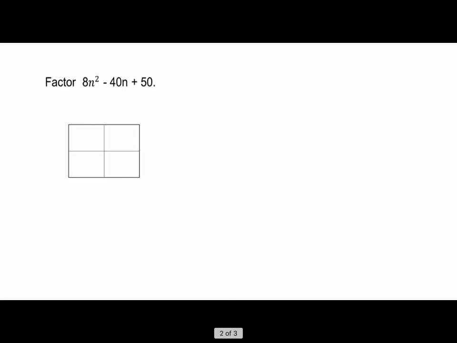Our next example, we have 8n squared minus 40n plus 50. So looks like all of those numbers are even. I could definitely take out a factor of 2, and that might be it. So let's see what happens when we factor out a 2. Then the first term, 8 divided by 2 is 4. The middle term, 40 divided by 2 is 20. And the last term, 50 divided by 2 is 25.